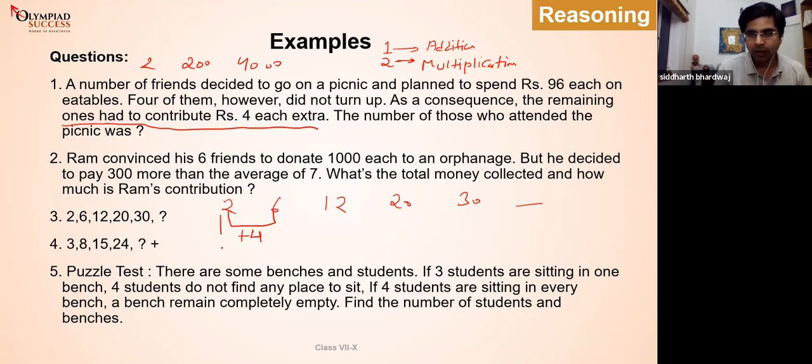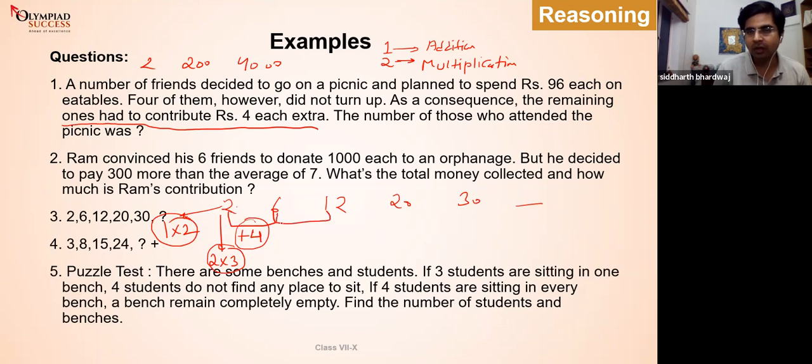You can do 2 into 3. Or how can you get 2? By 1 multiplied by 2. Those are the things that you can do. You can either add 4, you can say 2 into 3, or 1 into 2. That's how you can get this number. Now let's see whether this follows or not.